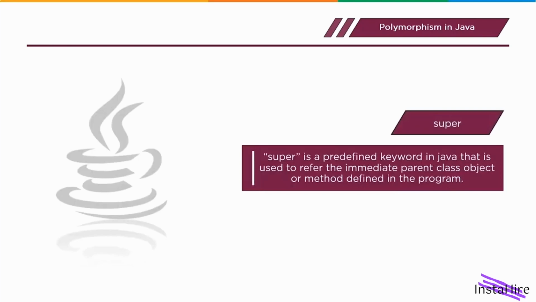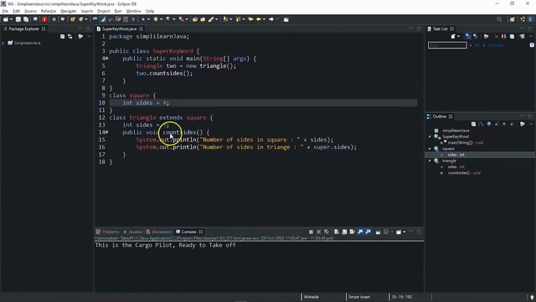Now we will understand what is the super keyword. Super is a predefined keyword in Java that is used to refer to the immediate parent class object or method defined in the program. To understand the super keyword in a much better way, let's try to execute a sample program. On my screen you can see a code segment.